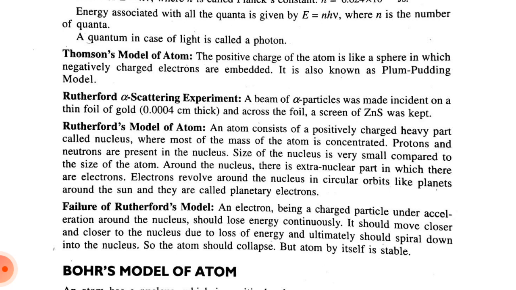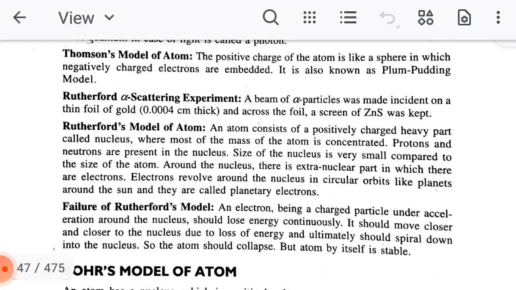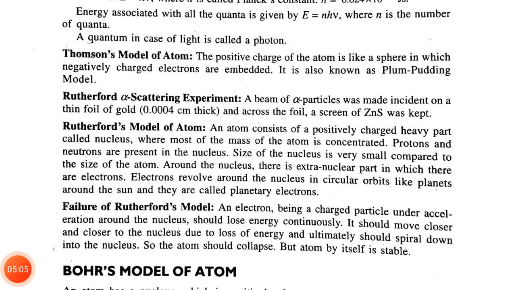Rutherford model of atom. An atom consists of a positively charged heavy part called the nucleus, where most of the mass of the atom is concentrated. Protons and neutrons are present in the nucleus. Size of the nucleus is very small compared to the size of the atom. Around the nucleus there is an extranuclear part in which there are electrons. Electrons revolve around the nucleus in circular orbits like planets around the sun, and they are called planetary electrons.